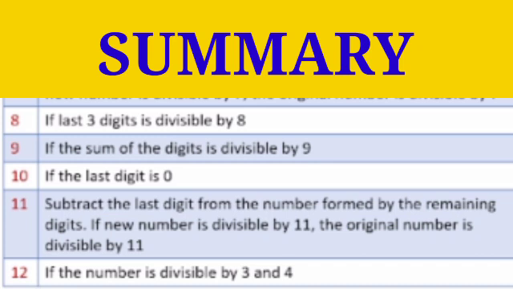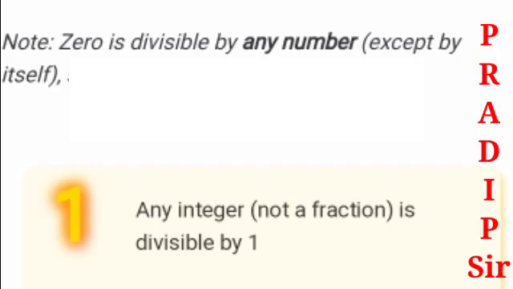Next, the summary, where the divisibility rules from 2 to 12 are given. Here it is in summary. Next we discuss them one by one.